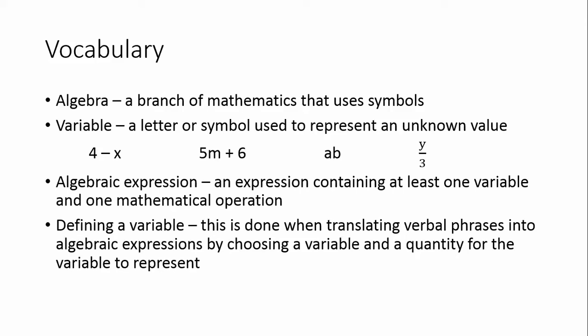An algebraic expression is an expression containing at least one variable and one mathematical operation. Remember we defined a numerical expression in the previous notes, and so the difference between a numerical and an algebraic expression is that the algebraic expression contains at least one variable. When you are defining a variable, we are translating verbal phrases into algebraic expressions by choosing a variable and a quantity for the variable to represent. And we will look at some examples where we need to do this in order to solve the problem.